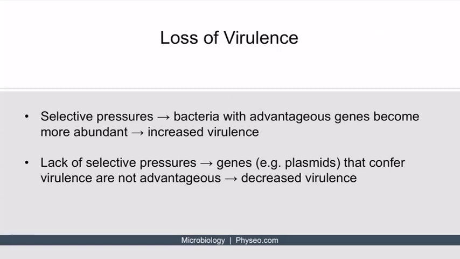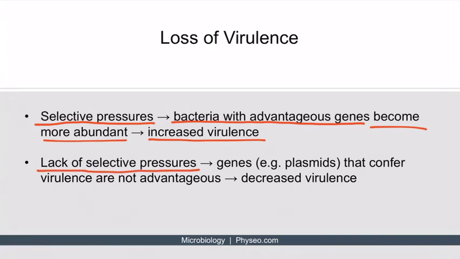Central to increasing virulence are selective pressures. Selective pressures will favor bacteria with advantageous genes, so they will become more abundant. This will increase their virulence. That's the crux of everything we discussed on that table. However, the opposite is also true. A lack of selective pressures can lead to genes, for example, plasmids, especially plasmids, that are actually not advantageous because there's no reason to have them around. So the bacteria can lose those plasmids and ultimately decrease virulence.